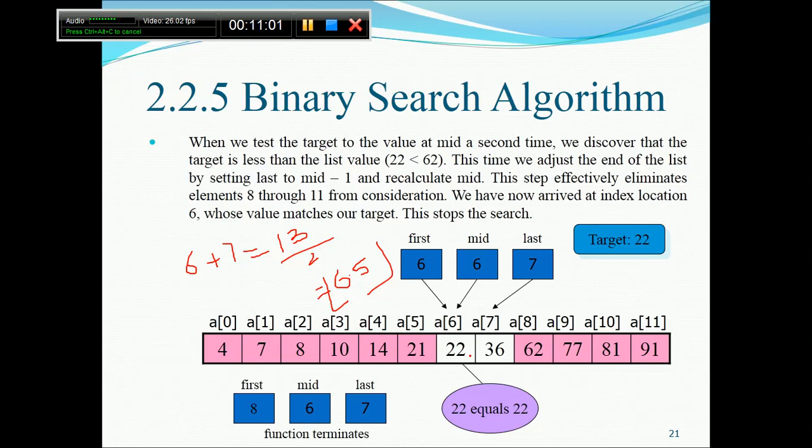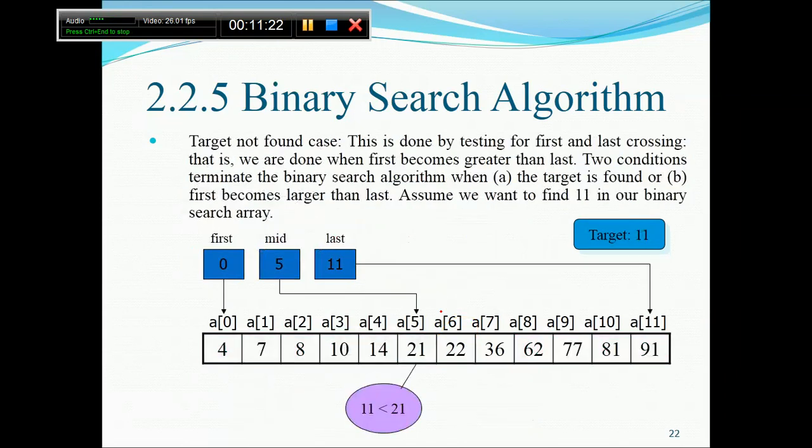We'll ask the same question. Is 22 equal to 22? I will get an answer. Yes. We found the element, and this is the successful search. When we test the target against the value at the mid a second time, we discover that the target is less than this value, that is less than 62 that we have already seen, and accordingly it will keep on adjusting, and we will find this element in this particular way.